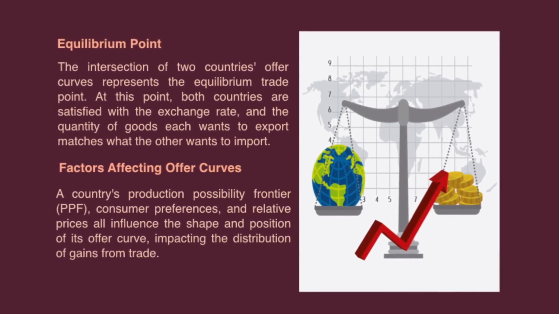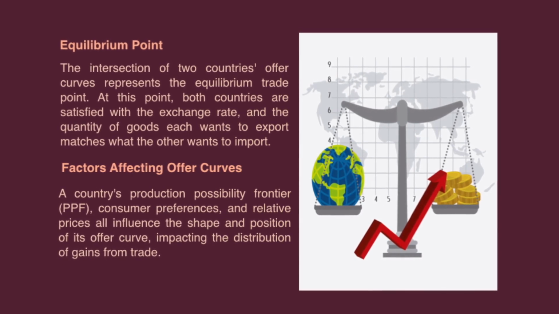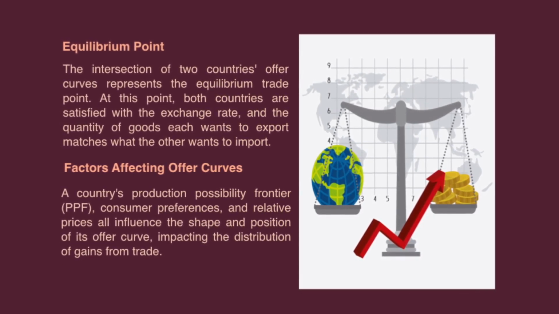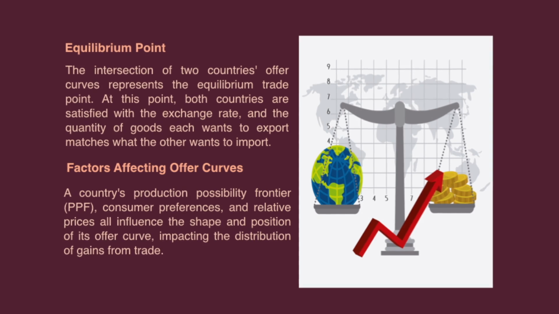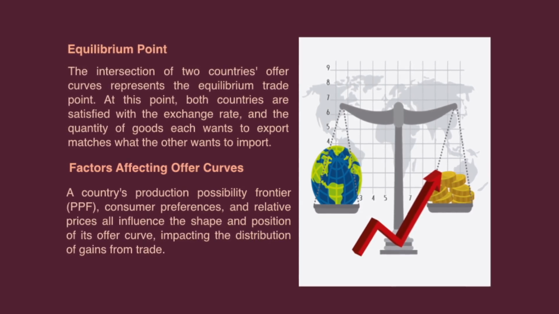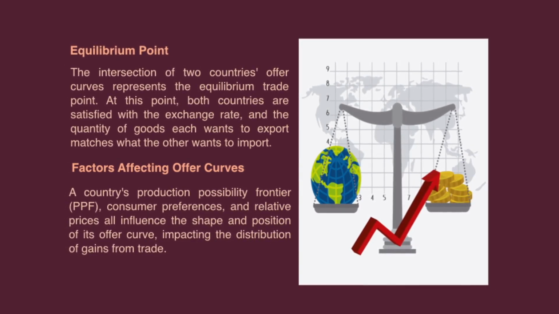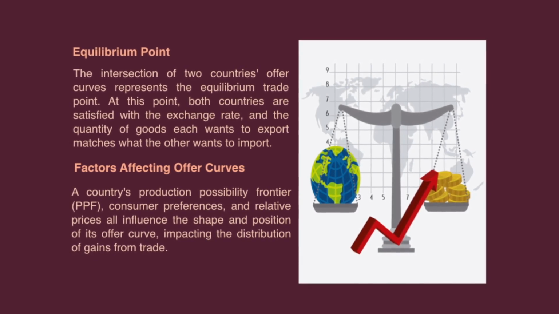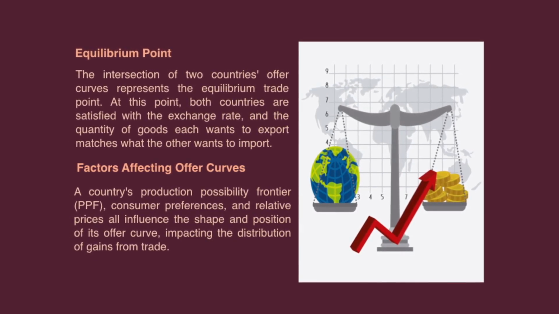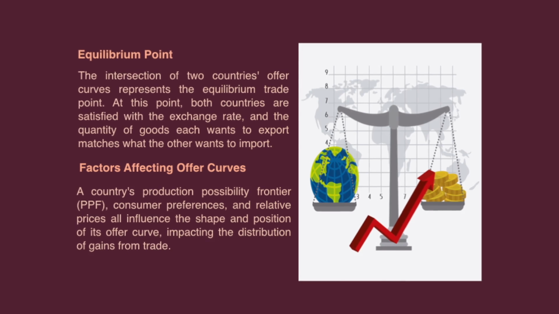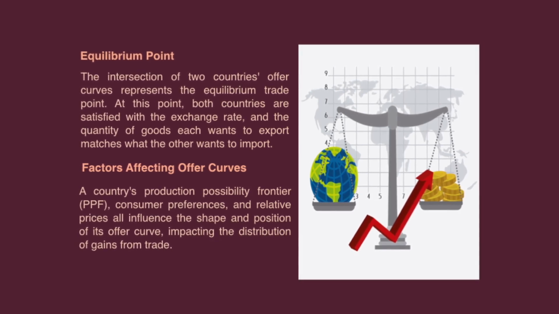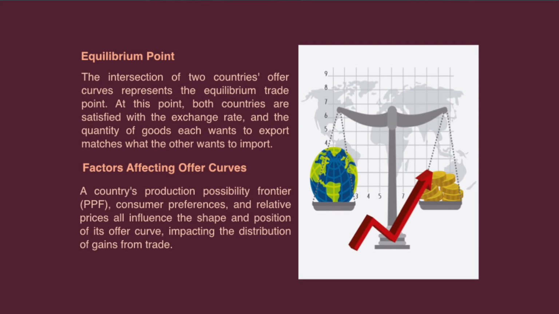Now, whenever you are talking about the offer curve, you need to know there are certain factors which affect it. The first and foremost important factor is the production possibility frontier. A country's production possibility frontier determines its maximum production capacity and significantly influences the shape of its offer curve, which I think we have already explained in our previous MOOCs.